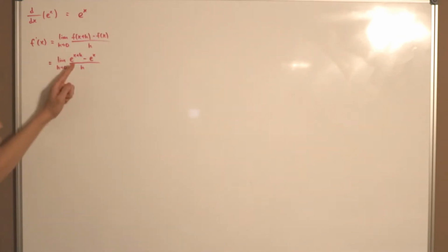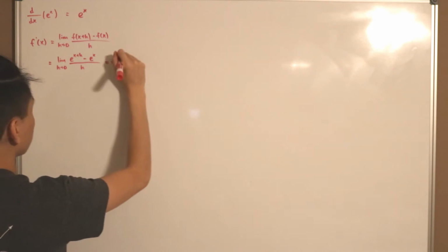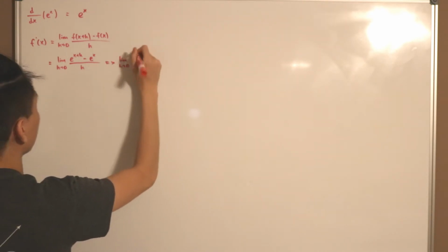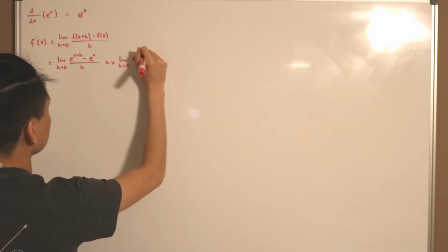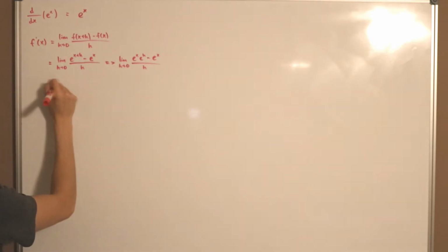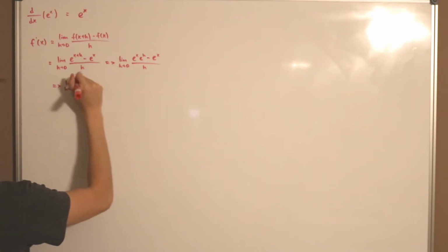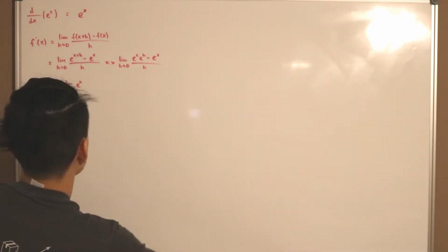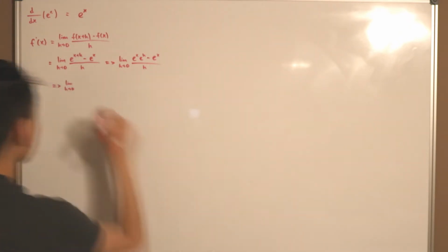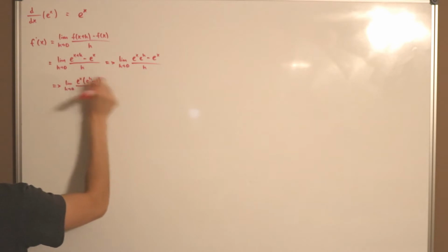And then, using our exponent rules, we can separate it out with the same base. So this will be the same as the limit as h approaches 0 of e to the x multiplied by e to the h minus e to the x divided by h. And then we can factor out the e to the x. So it's e to the x multiplied by e to the h minus 1 divided by h.